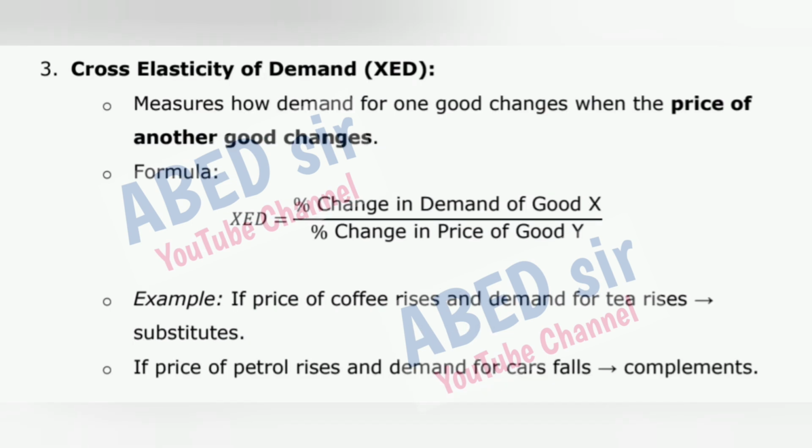Cross elasticity of demand, XED, measures how demand for one good changes when the price of another good changes. Formula: XED is equal to percent change in demand of good X divided by percent change in price of good Y. Example: if price of coffee rises and demand for tea rises, substitutes. If price of petrol rises and demand for cars falls, complements.